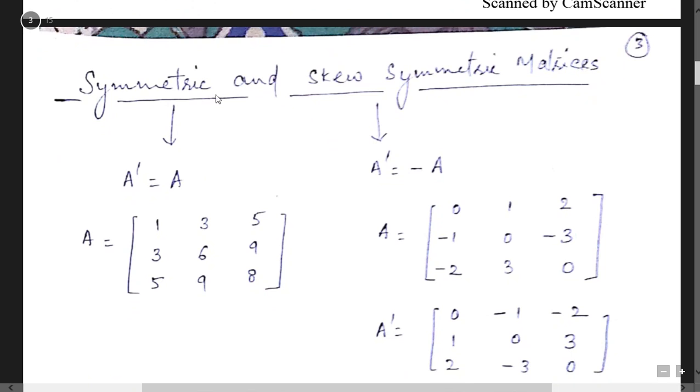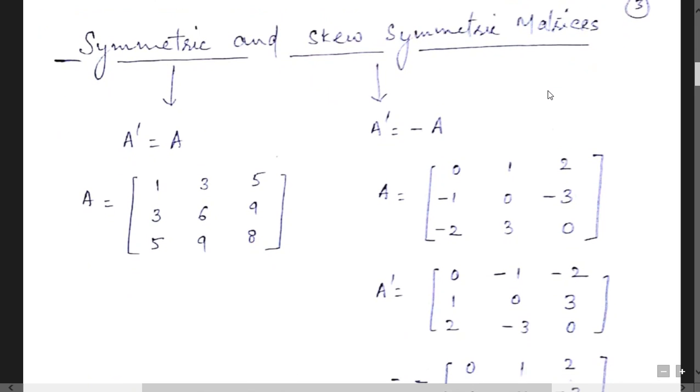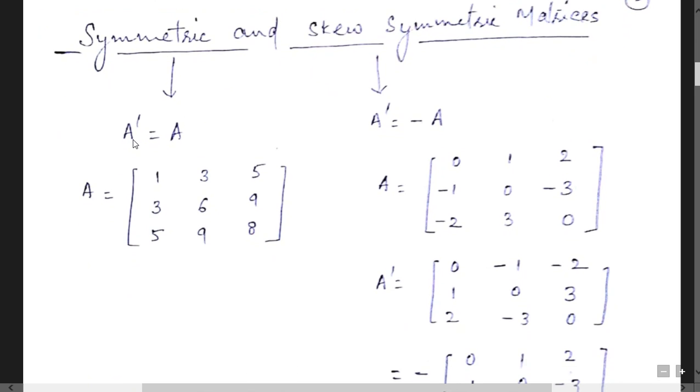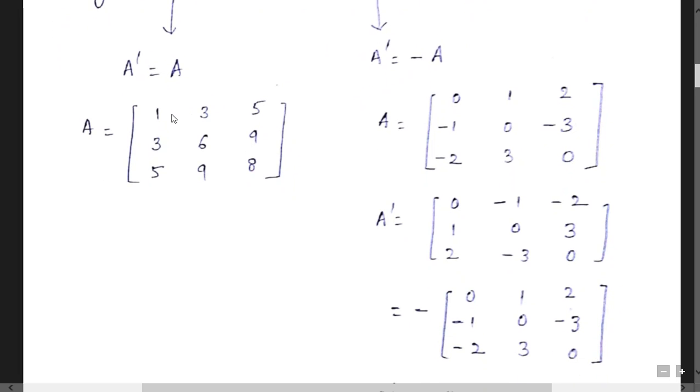This topic is the most important one: symmetric and skew-symmetric matrices, but quite simple. If A transpose is equal to A, then it's called a symmetric matrix. If A transpose is equal to minus A, then it's called skew-symmetric. Let us take examples. Look at this example.